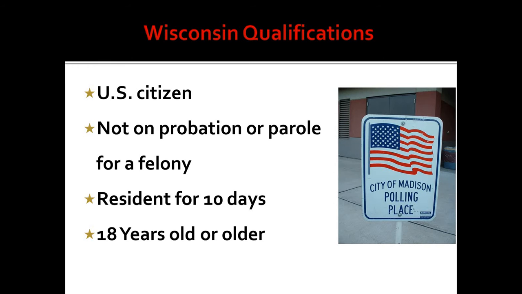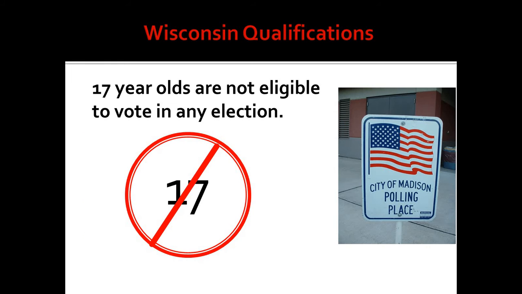In Wisconsin, a voter must be a U.S. citizen, not on probation or parole, a resident for 10 days, and 18 years old. In Wisconsin, you must be 18 or older by the day of the election that you are voting in. This includes the April presidential primary. 17-year-olds are not eligible to vote. However, you can register before Election Day if you will be 18 by Election Day.